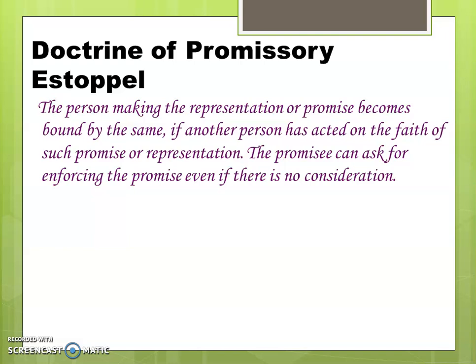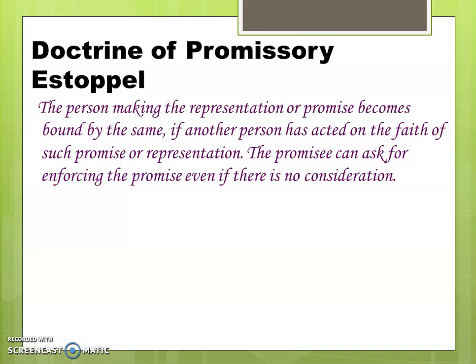Estoppel can be explained like this. The person making the representation or promise becomes bound by the same if another person has acted on the faith of such promise or representation. The promisee can ask for enforcing the promise even if there is no consideration. That is the doctrine of promissory estoppel, we can say.